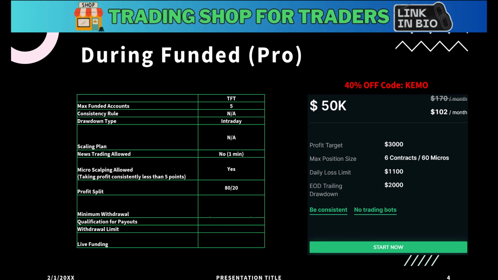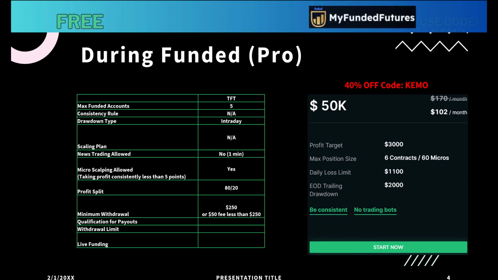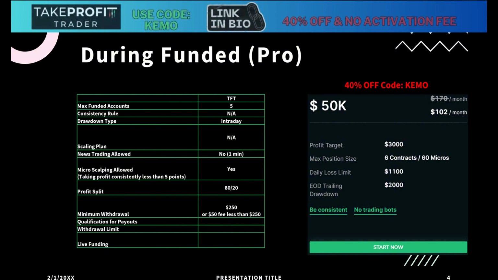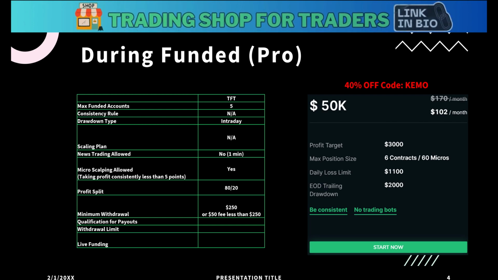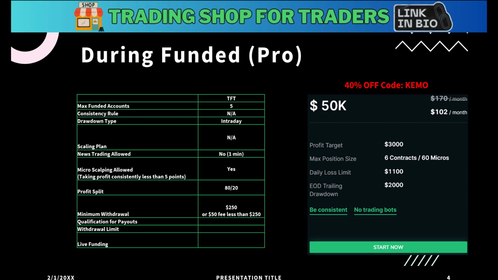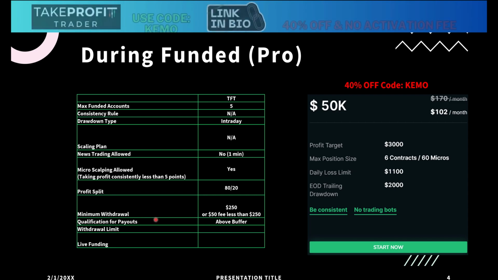What is the minimum amount of withdrawal allowed? It is $250. Anything below that $250, they will charge you $50 for it. And make sure, guys, because this is also really important, what is the qualification for the payout? It should be above buffer.